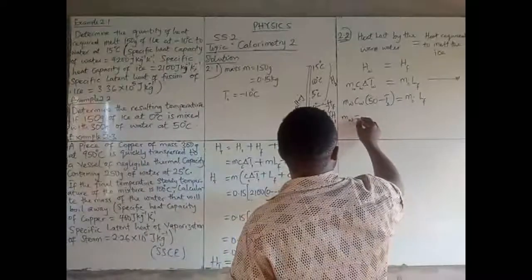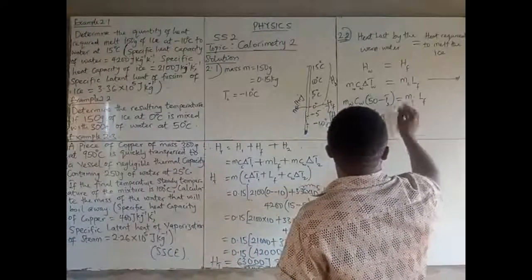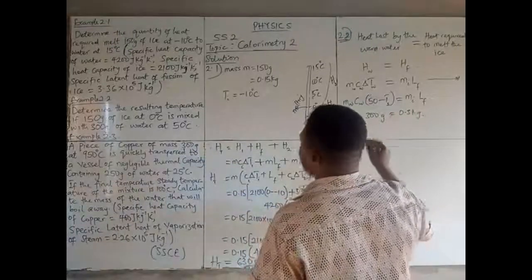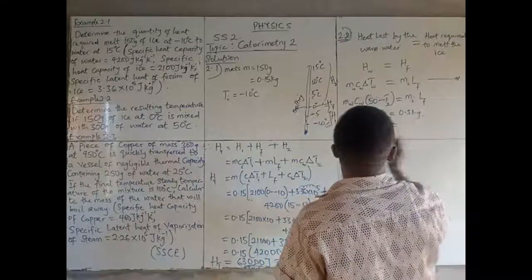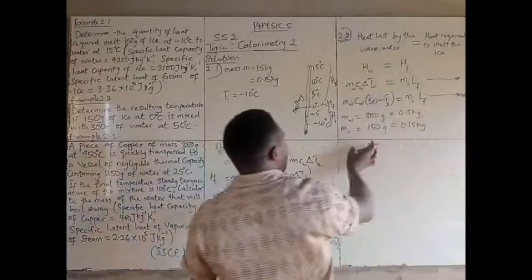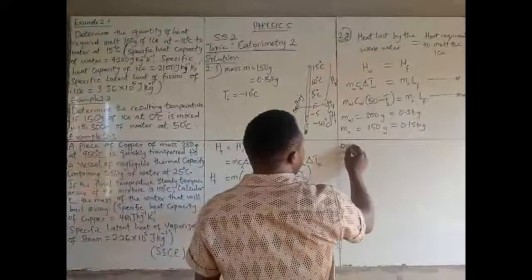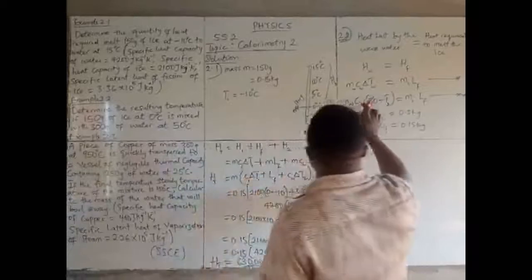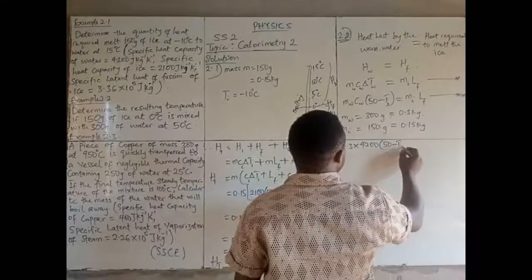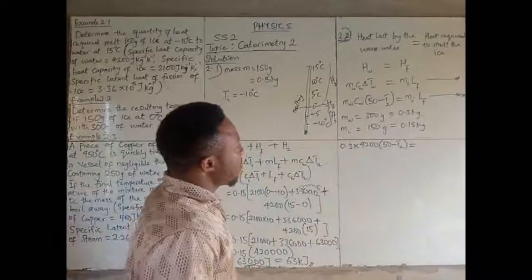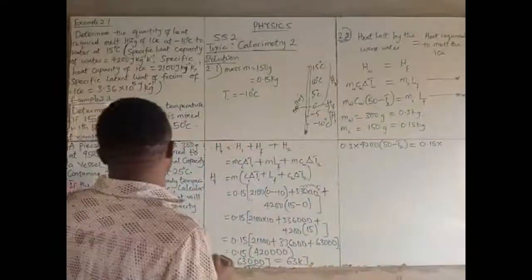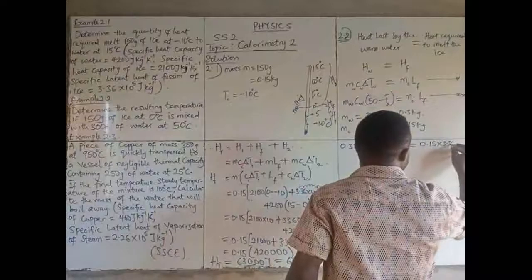The mass of water in the question was given to be 300 grams, or 0.3 kg. The mass of the ice was given to be 150 grams, the same thing as 0.15 kg if you divide by 1000. So we substitute everything into this equation star. You will have the mass of water, 0.3, times the specific heat capacity of water, a constant given from the first question, 4200, into 50 minus T2. This will finally be equal to the mass of ice, 0.15, times the latent heat of fusion of ice, initially given in our previous question as 3.36 times 10 raised to the power 5.